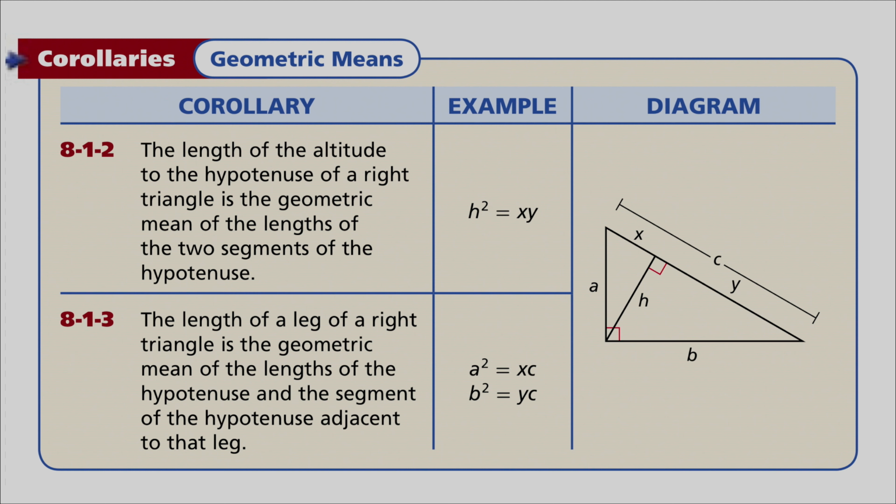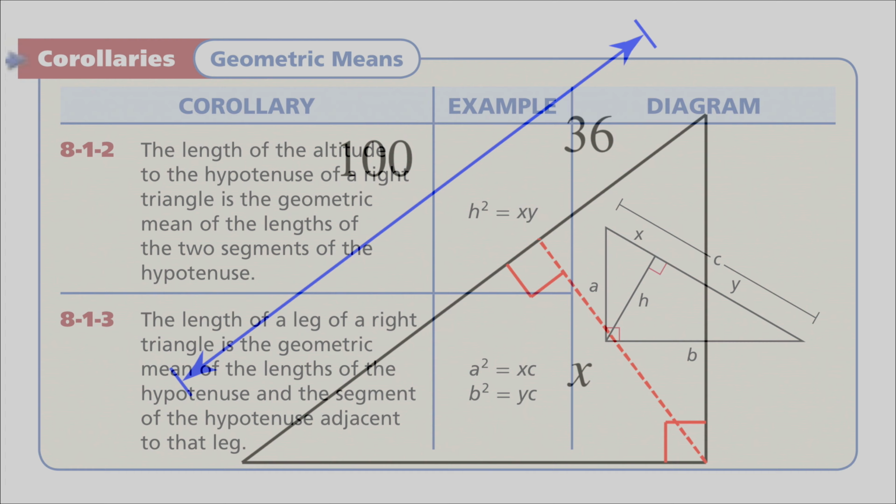Now a, one of the actual legs of the right triangle, is going to be the geometric mean of the part of the hypotenuse times the whole hypotenuse, whereas b is the geometric mean of its adjacent part of the hypotenuse, which is a different part, times the hypotenuse. So let's actually try this out.